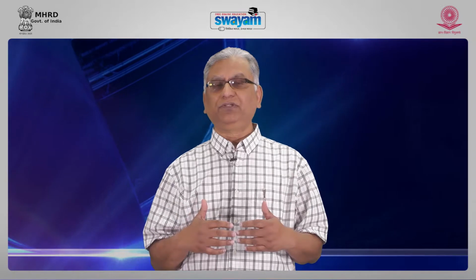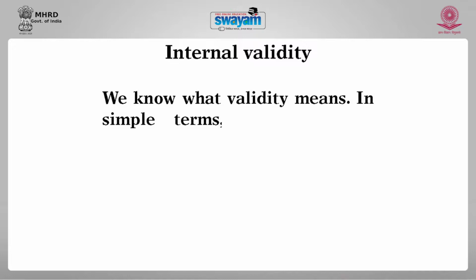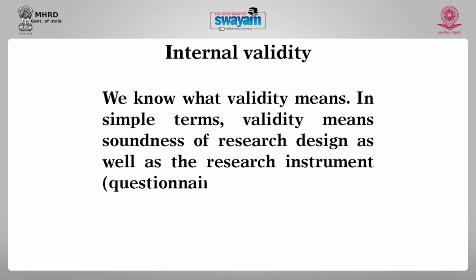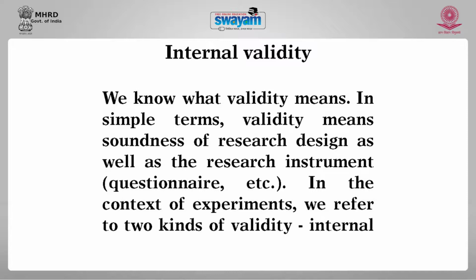Now let us come to the issues of internal validity. There are two types of validity, internal and external. We know what validity means. In simple terms, validity means soundness of research design as well as the research instrument. In the context of experiments, we refer to two kinds of validity, internal and external.